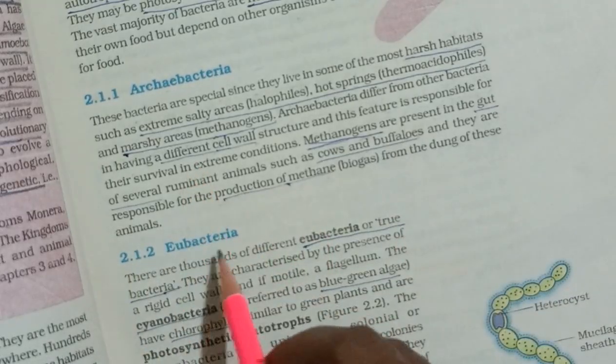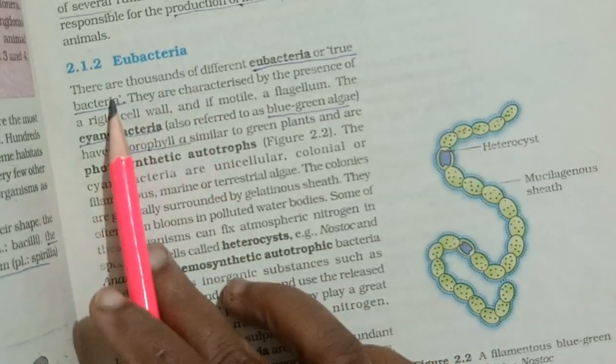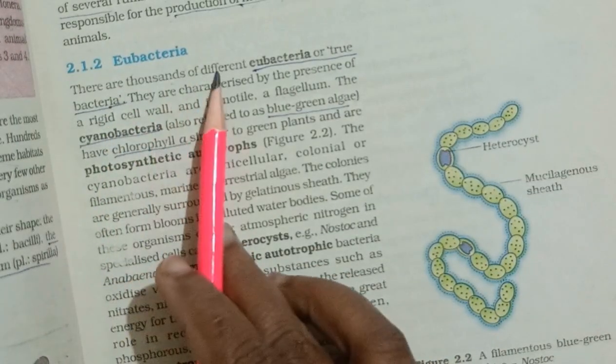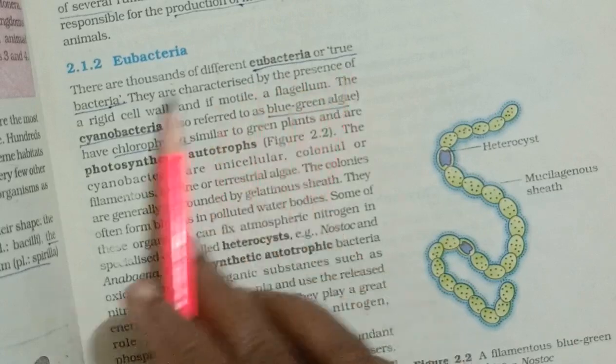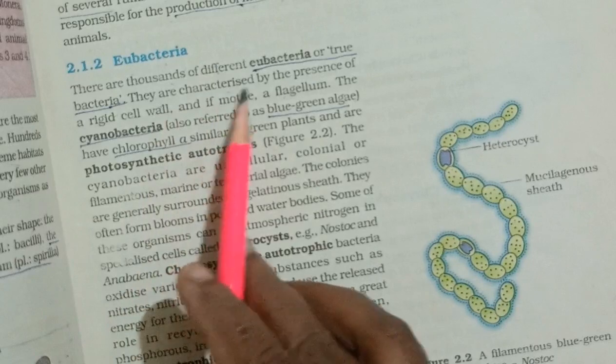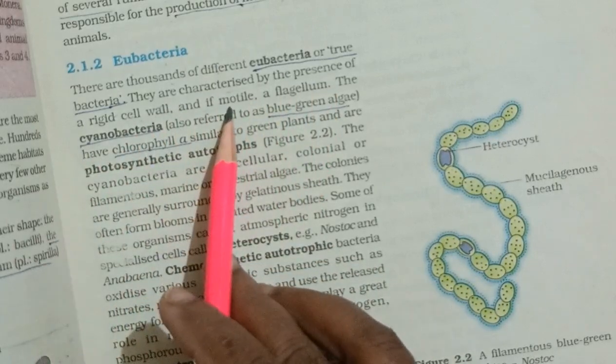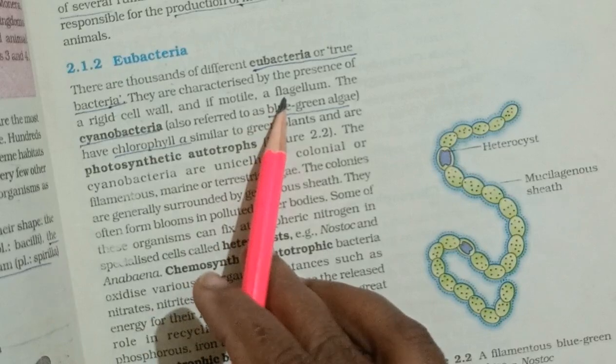Now we will study about eubacteria. Eubacteria. There are thousands of different eubacteria or true bacteria. They are characterized by the presence of a rigid cell wall and, if motile, a flagellum.